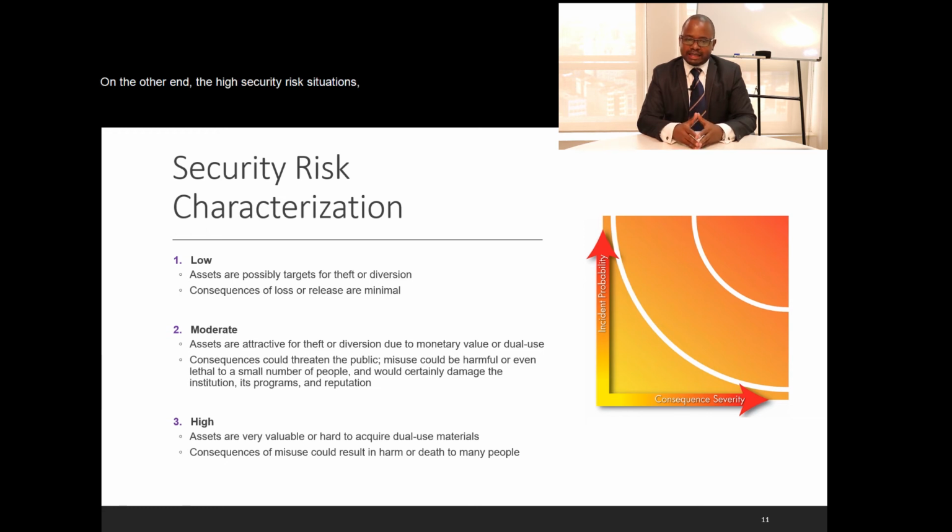On the other end, in the high security risk situations, the assets tend to be very valuable, and they tend to be difficult to acquire dual use chemicals or materials. And the consequences that would result in the high security risk are likely to be death or serious damage or loss of property.